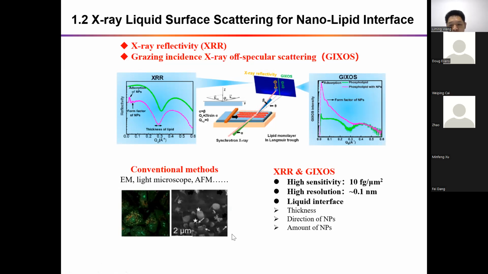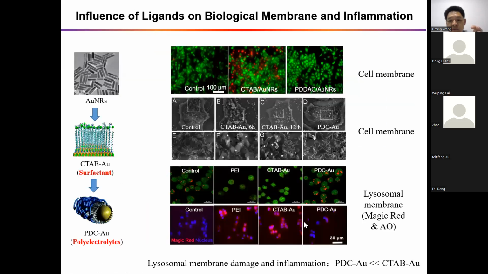The structure includes the thickness of the lipid, the direction of the adsorbed nanoparticles, and the amount of nanoparticles on the surface of the lipid. Based on this information, we can study how nanomaterial structure or surface affects the lipid structures.